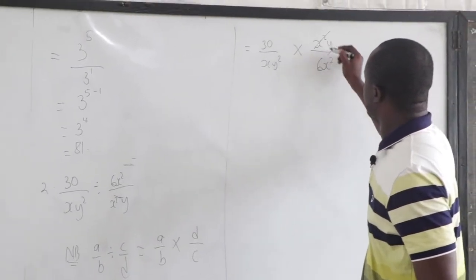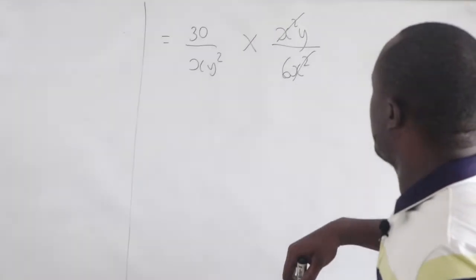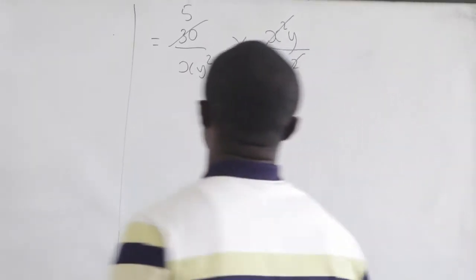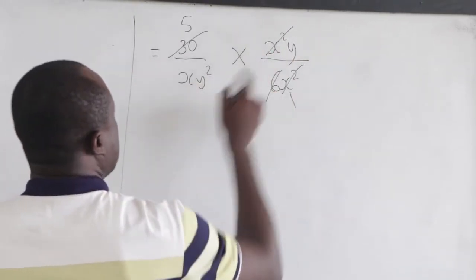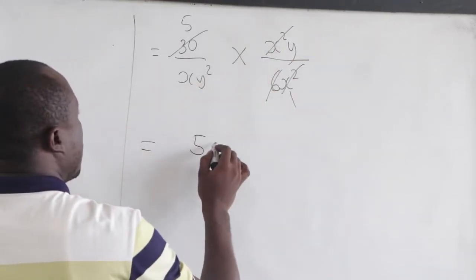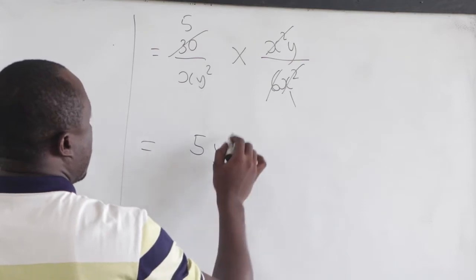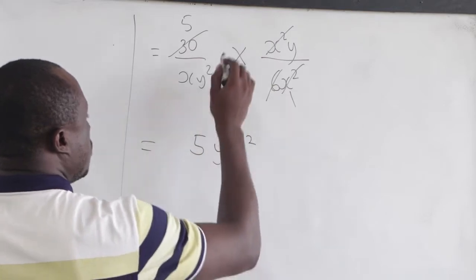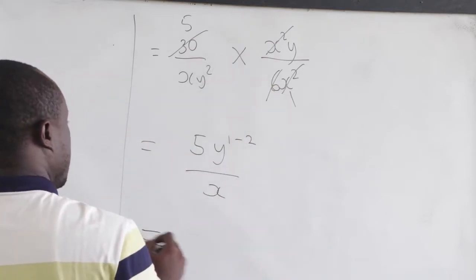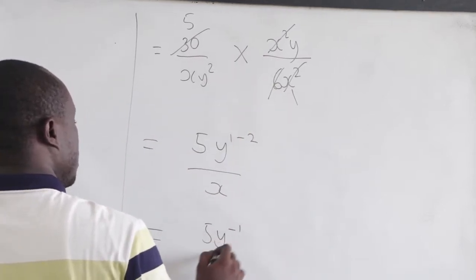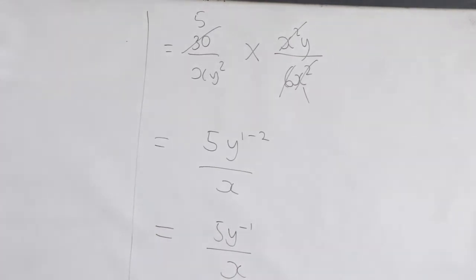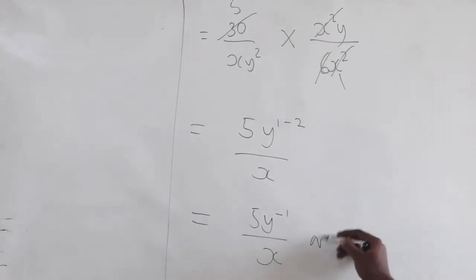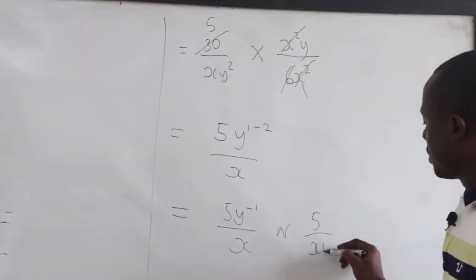Okay, let's see. Can you see the x squared is cancelling out? 6 will go into itself 1. 6 will go into 30, that is 5 times. Now let's see, we have this 2, this is 1. So what do you have? That is 5. Why? Because it's 2, this is 1. We have 1 minus 2 because we are dividing, all over x. This is the same as 5 to the power negative 1 all over x. Or we can rewrite this as 5 over xy.